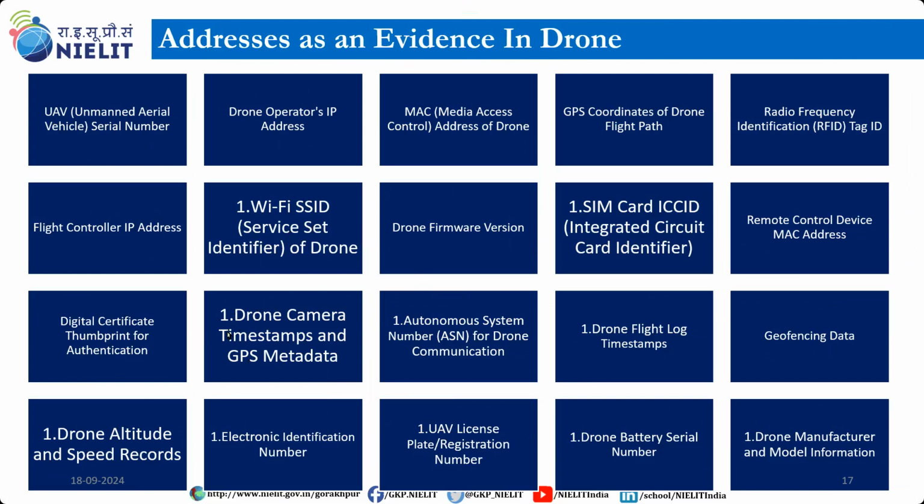Similarly, a drone can have a camera. Then which company is providing this camera? So there must be some serial number in the camera. Then we can interrogate the camera service provider that you have supplied this device to which user, whom to whom. So this can be helpful.